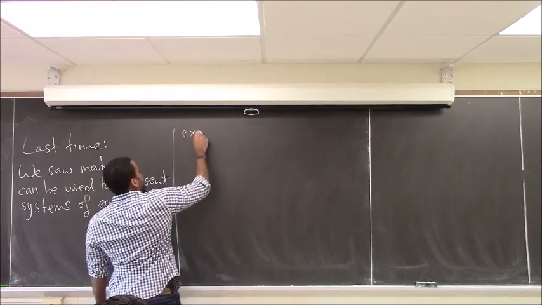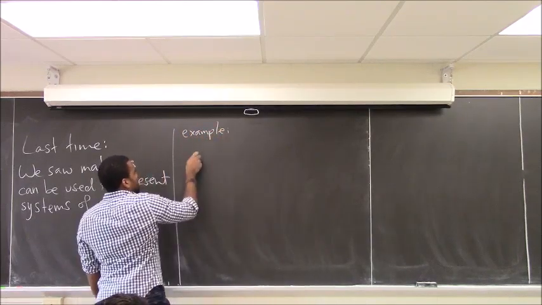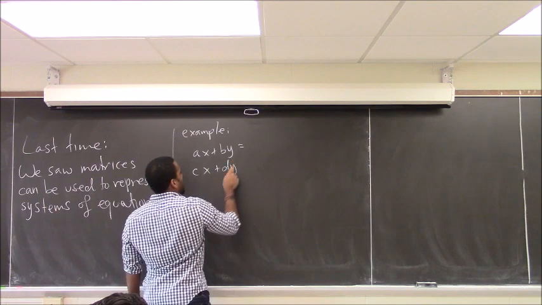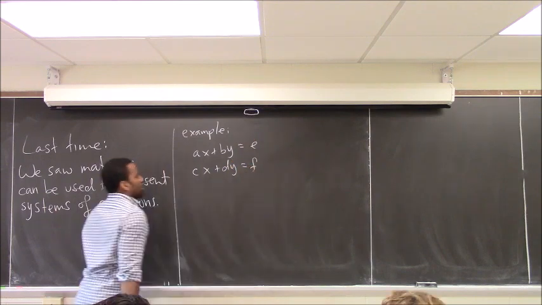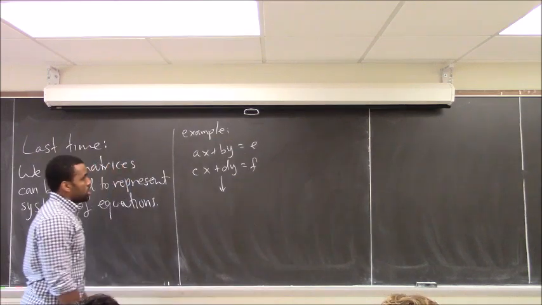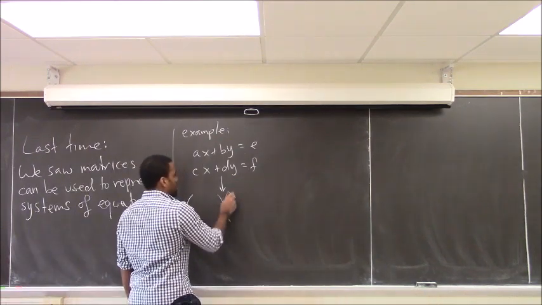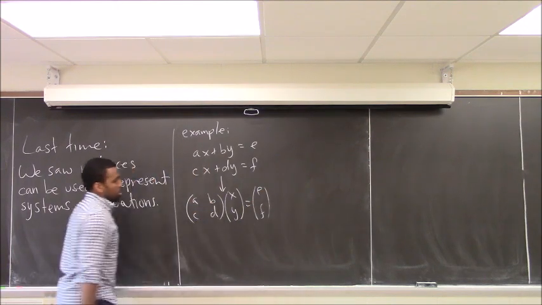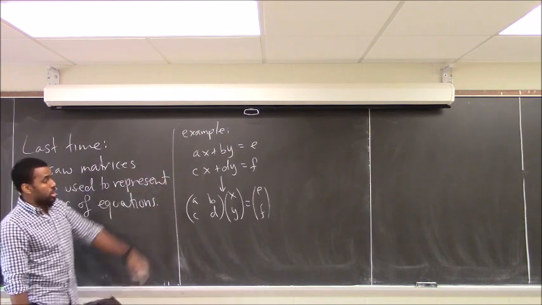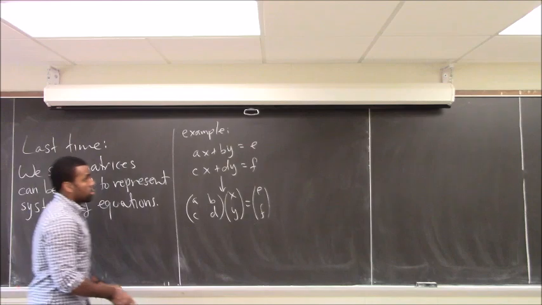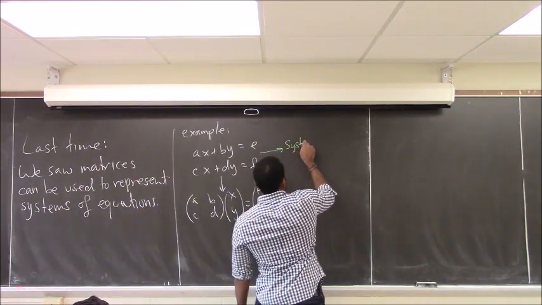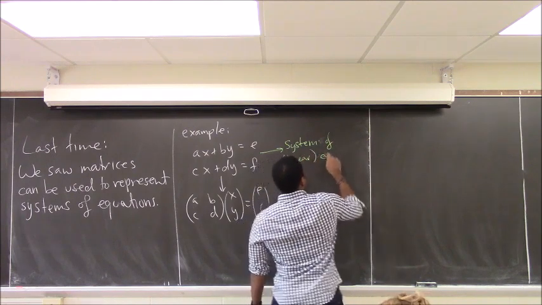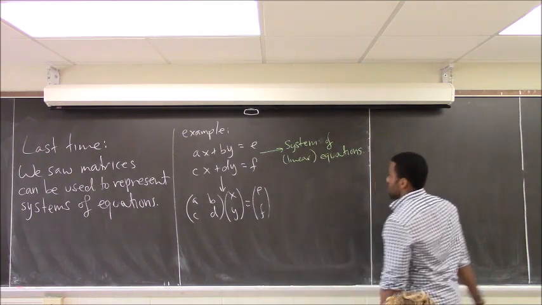So for example, I can have a system like ax plus by equals e, cx plus dy equals f. And I can translate that to matrices by looking at that. Matrix multiplication tells us this is equivalent to saying that, and this is called, so this is a system of equations.